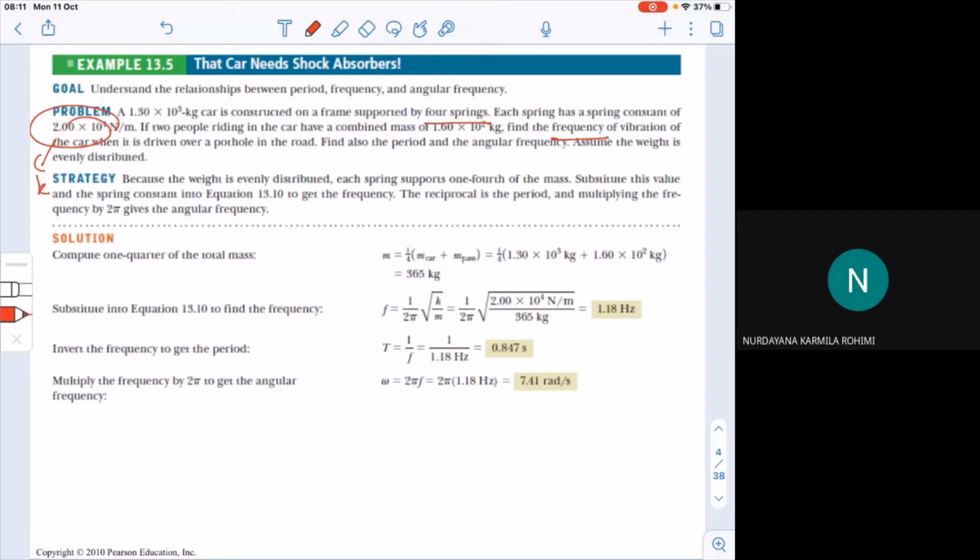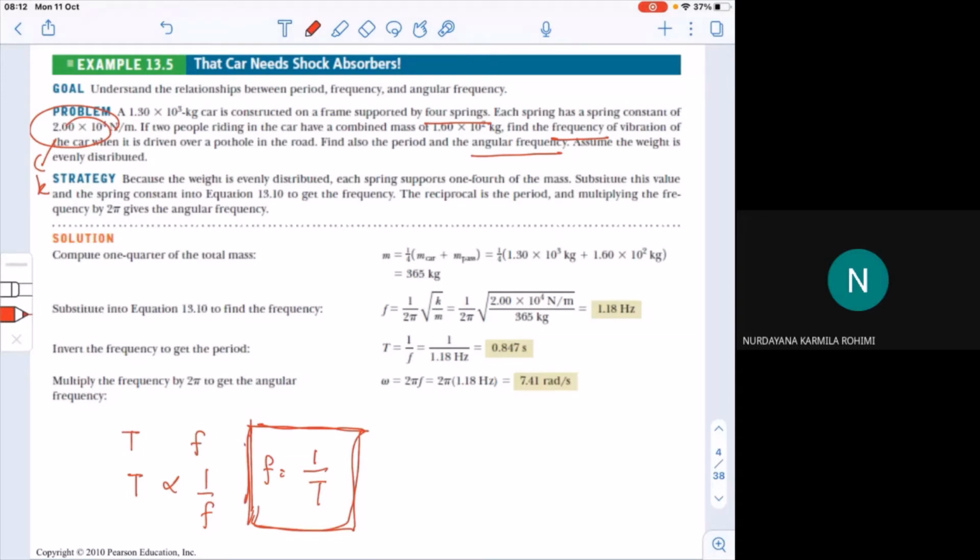The period and frequency are always related because T is inversely proportional to F. Because of that, F is equivalent to 1 over T. When F increases, the period will decrease. So this is the equation that we should always remember: frequency is equivalent to 1 over period. The unit for frequency is hertz. How about angular frequency? Because the question asks you about angular frequency. So what is angular frequency?